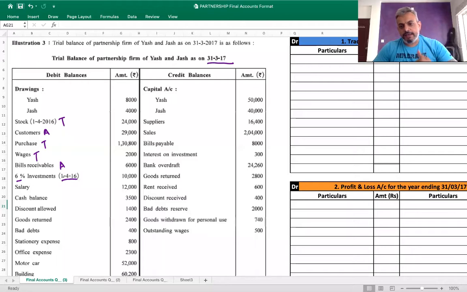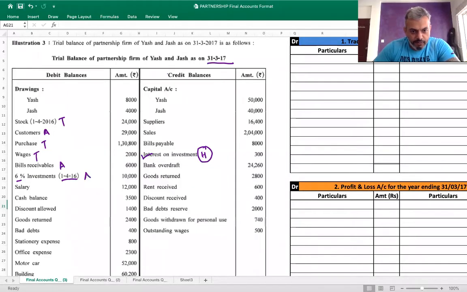So we have to check whether the interest on the investment we made has been received or not. On the credit balances, we have interest on investment. Now you need to calculate 6% from 1/4/2016. For the full year, 10,000 at 6% comes to 600, but we received only 300. So you have to take this. It's a hidden adjustment, interest on investment, which can be done along with the investment. You can write H over here.